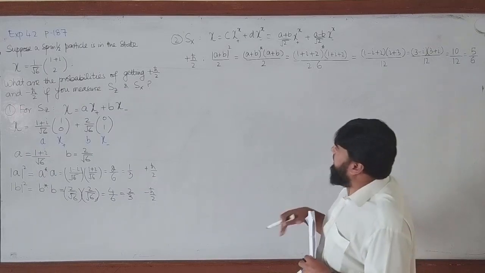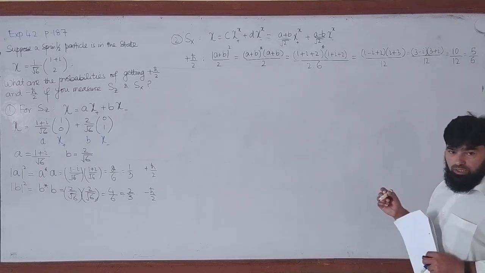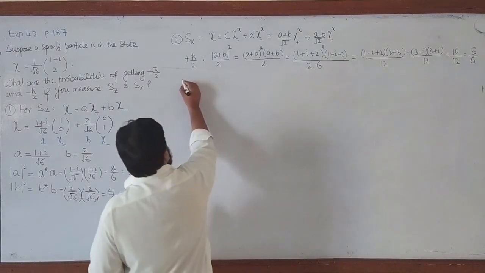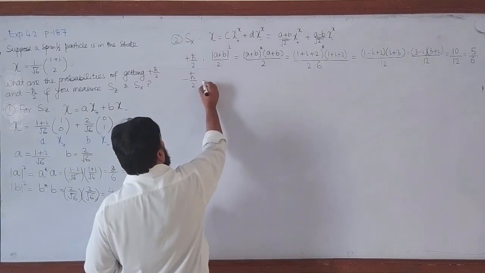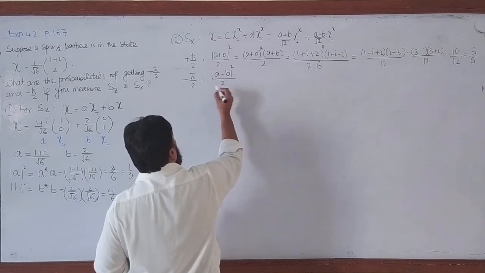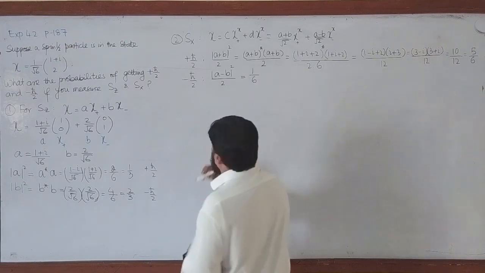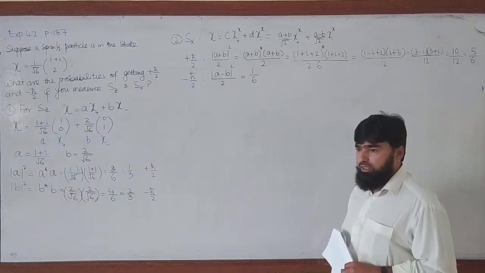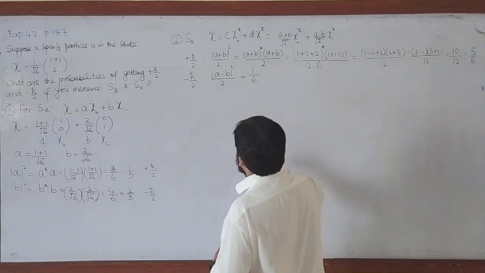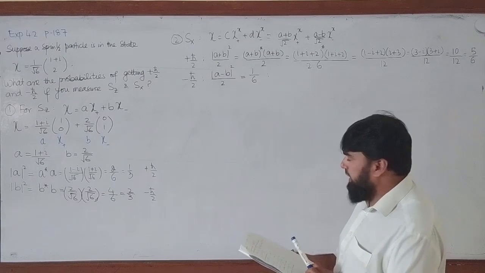Now you don't need to calculate the minus h bar by 2 probability, because we know it will be 1 by 6. But even if you want to calculate, you can do that. For minus h bar over 2, it will be a minus mod square by 2. And when you calculate like this, you will get this 1 over 6. Clear? And this will give you the total probability equal to 1. Clear?